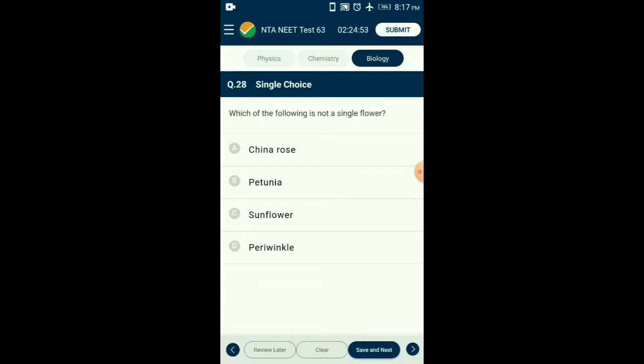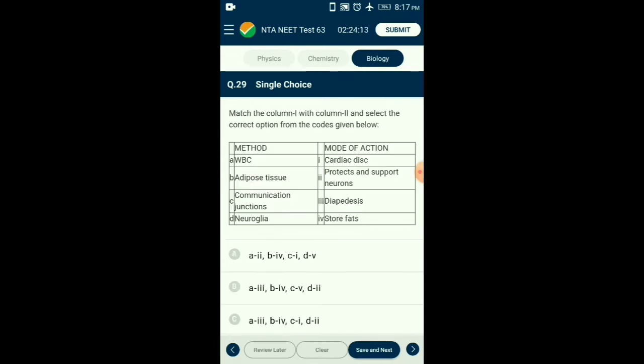Question number 28. Which of the following is not a single flower? Sunflower belongs to the Asteraceae or Compositae family, a very large and widespread family of flowering plants. Sunflower is not a single flower; instead it is made up of multiple simple flowers. So the answer is option C, sunflower. Question number 29. Match column 1 with column 2. Select the correct options from the codes given below.